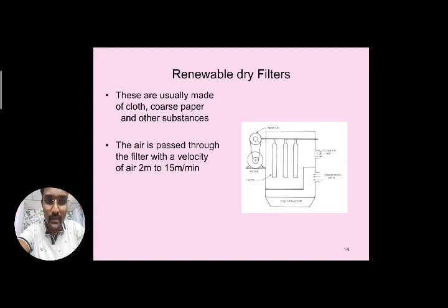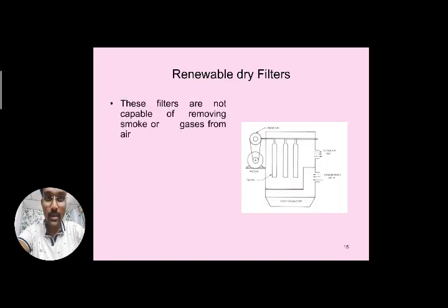So the air is passed through the filter with a velocity of 2 to 15 meters per minute. Whenever the air is passed with this velocity, these renewable dry filters can be employed here. Now the dry filters are capable of collecting 99% of the dust. Whatever the dry filter may be, it has the capability of 99% dust collecting capacity.